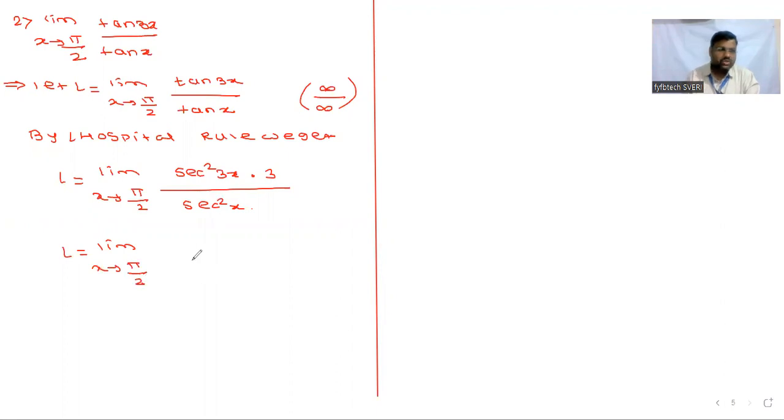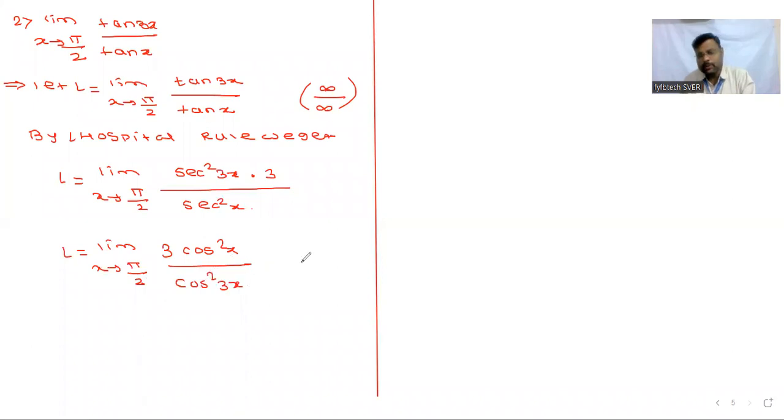Okay. x tends to pi by 2. If you simplify this, then what will 1 by sec square become? It will become cos square x. And this sec square in the denominator will become cos square 3x. Now you put x equal to pi by 2.